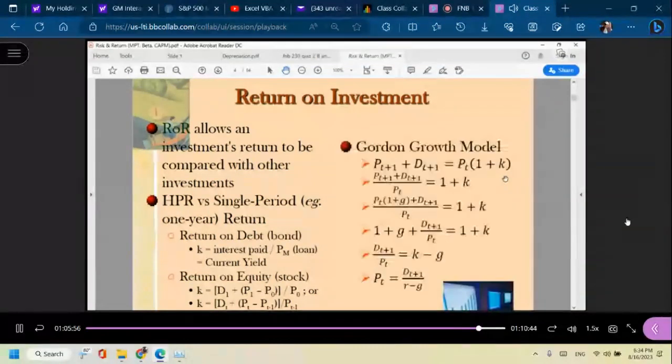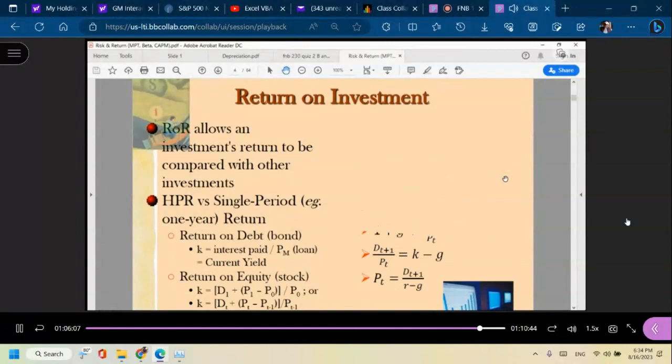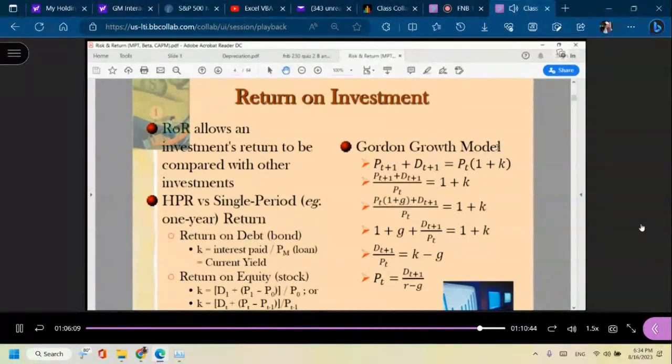Now, at the beginning, when we did ROI, I told you cost of capital breaks down into a cost of equity and cost of debt. Cost of equity is the return on the stock. So this is the one period growth model of the stock.